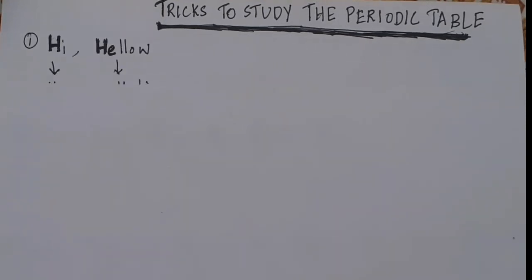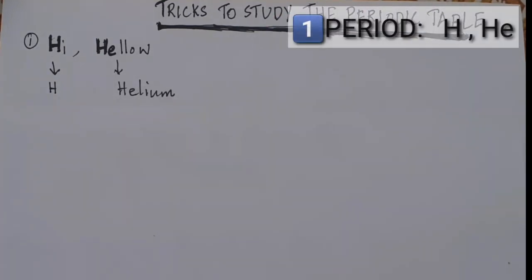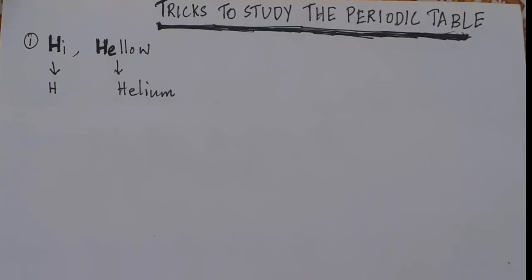Now we are going to study the elements period wise, not group wise, because I think period wise studying is more convenient, so that you can easily recollect the atomic number. The first period has only two elements, hydrogen and helium. To remember this, just think that two friends meet together. One says hi and the other says hello. So hi, hello: hydrogen, helium. I have darkened the first letter of each word. Now I hope you have studied the first period.